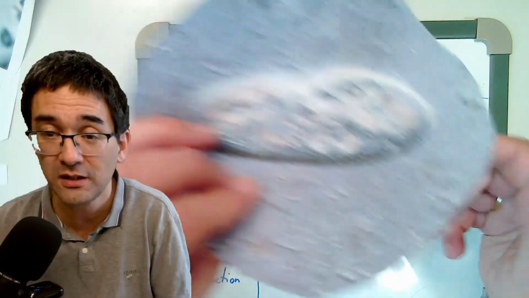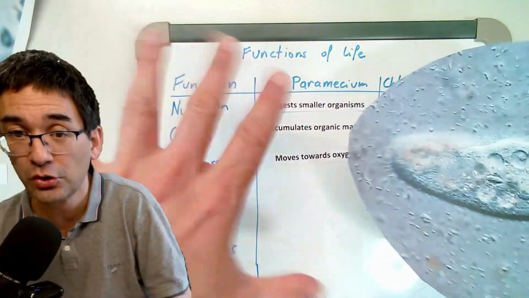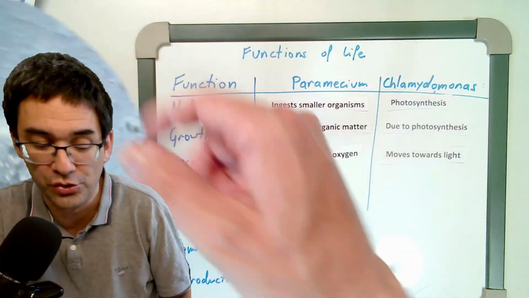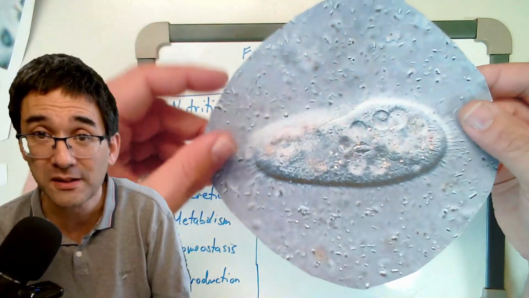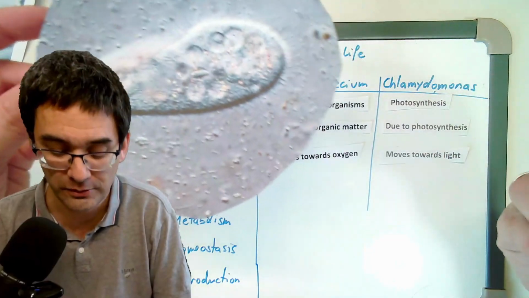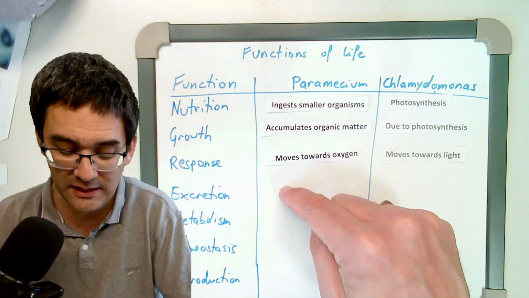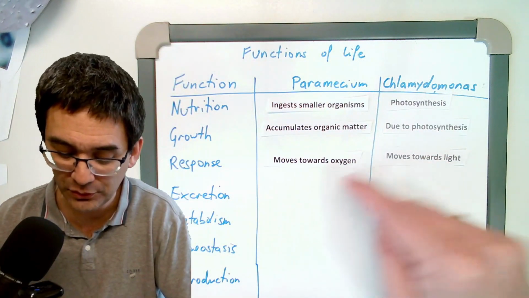So when you have a Paramecium somewhere, and there's a high oxygen concentration on the side, it moves towards the oxygen. Usually you find them under the microscope around air bubbles. They like to be there because they need the oxygen. So the next thing is, they basically are able to respond to the environment. Excretion.